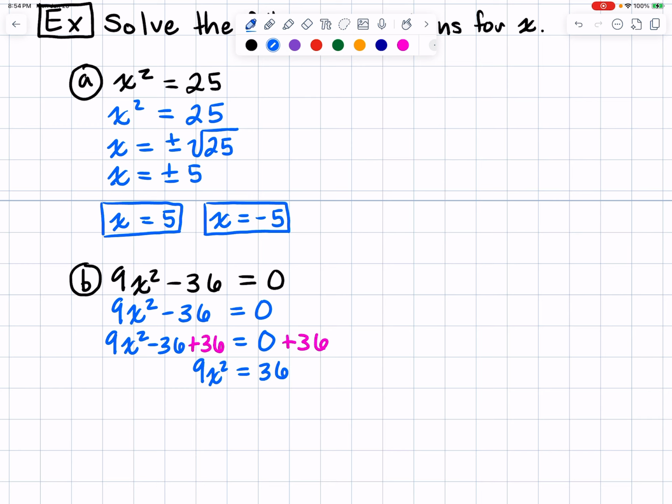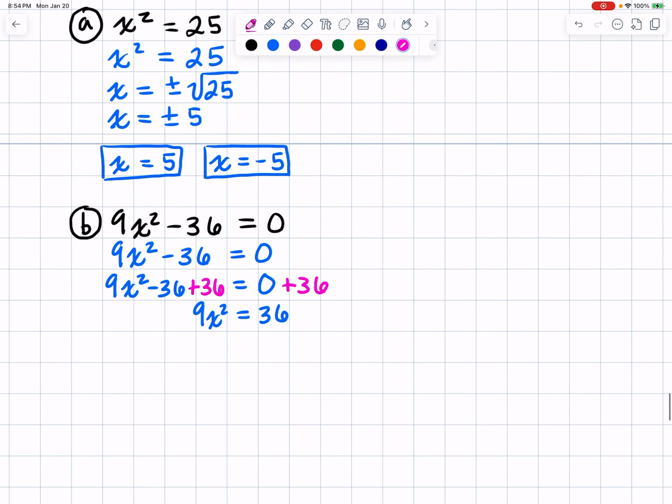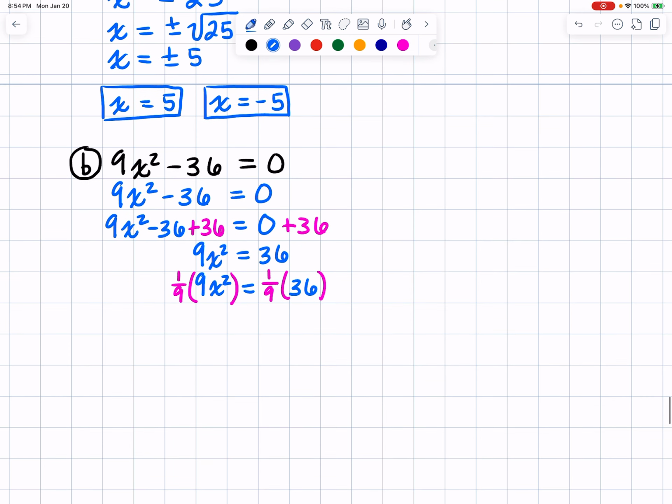Now, we're going to want to get rid of that 9. So I'm going to multiply both sides by 1 over 9. So 1 over 9 times 9x squared equals 36 times 1 over 9. So 1 over 9 times 36. On the left-hand side, that will give us x squared. On the right-hand side, that will give us 4.